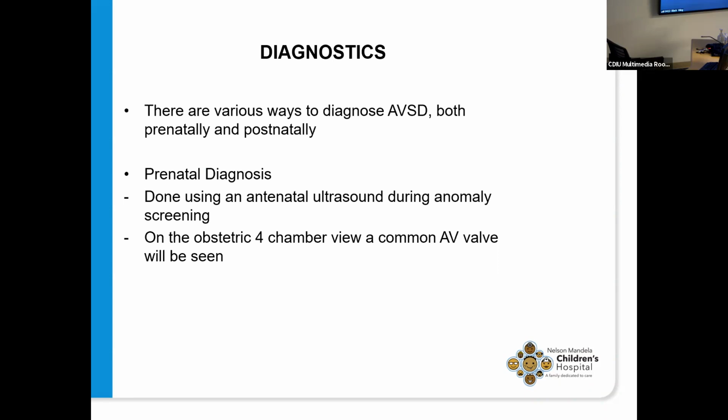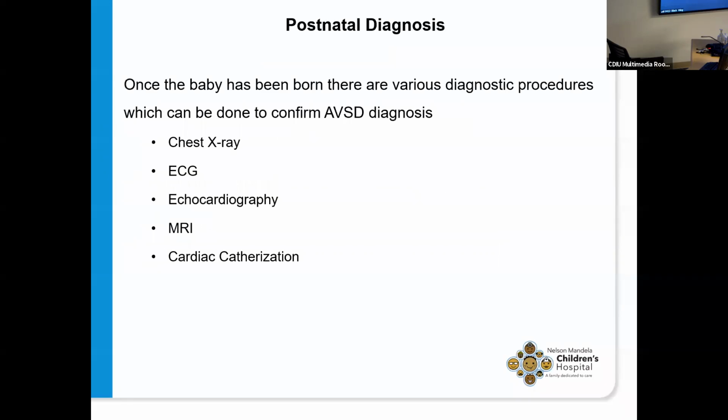Good morning, everyone. I'm Tshireletso, and I'll be presenting the diagnostics and medical and surgical management. So for AVSD, it can be diagnosed prenatally and postnatally. Prenatally, antenatal ultrasound would be done during an anomaly screening, and on the obstetric four-chamber view, a common AV valve would be seen. Postnatally, there are various diagnostic procedures which can be done, such as chest X-ray, ECG, echocardiography, MRI, and cardiac catheterization.